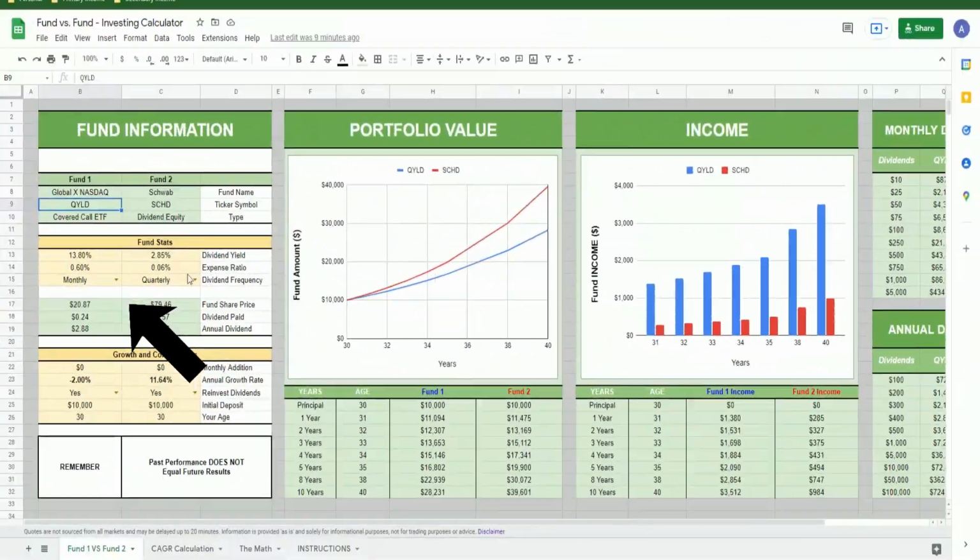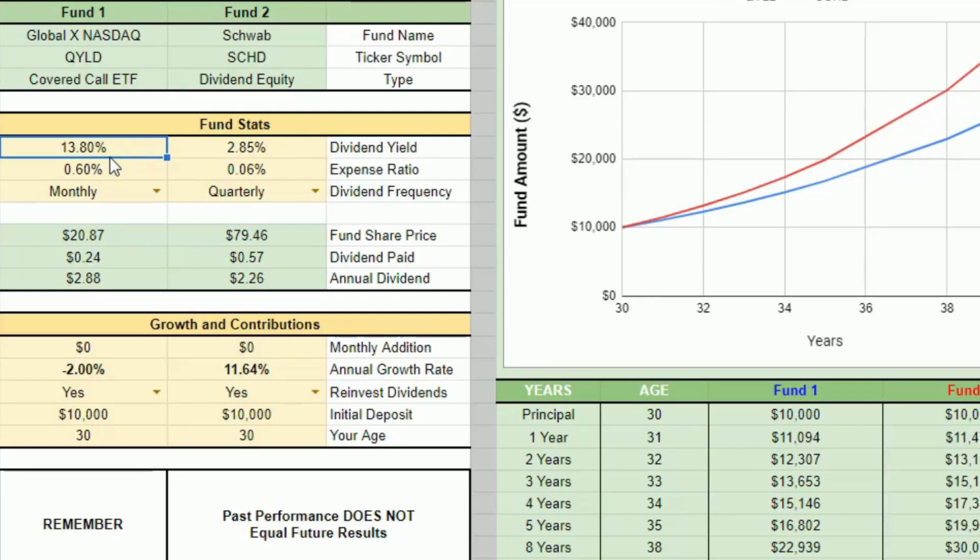Coming back over to the spreadsheet, QYLD's trailing 12-month yield was 13.8%. Their expense ratio is calculated into the graph at 0.6%. We're going to start with a $0 monthly addition with that negative 2% annual growth rate, starting with $10,000 with dividends reinvested. Over on SCHD's column, 2.85% dividend yield, 0.06% expense ratio. They pay a quarterly dividend.